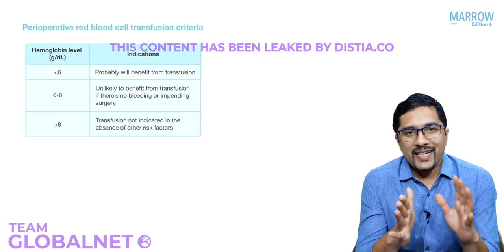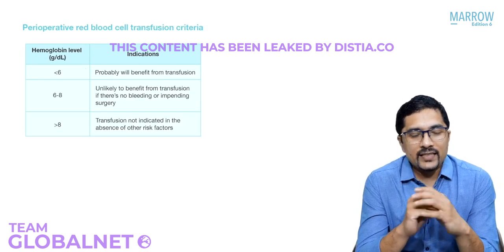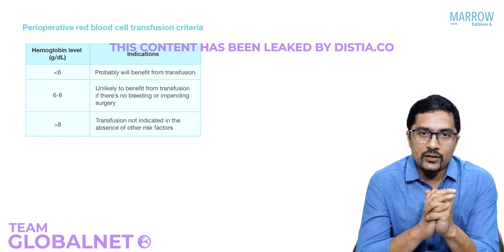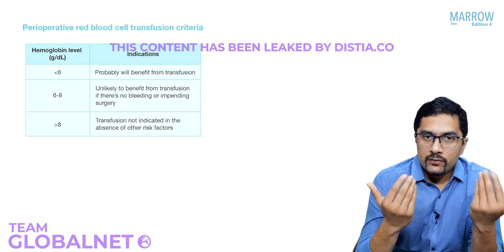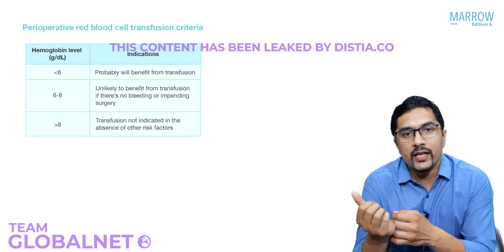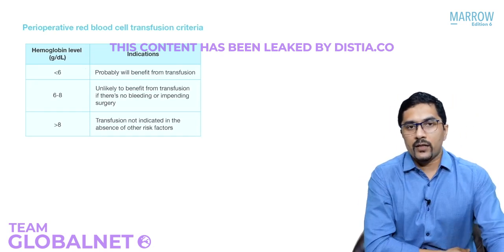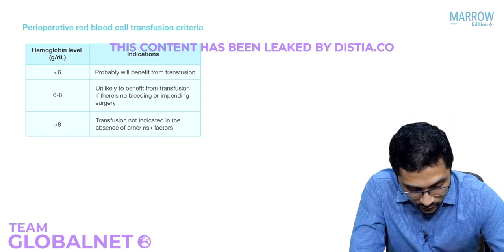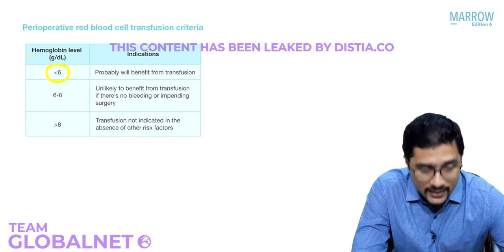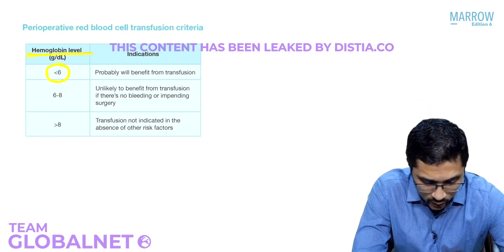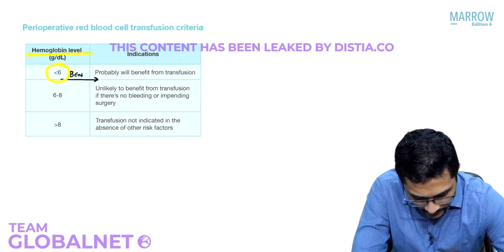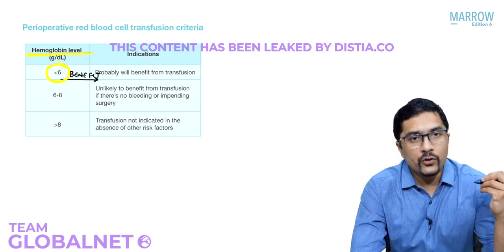Another important update in the 27th edition of Bailey is that the perioperative blood transfusion guidelines have been changed. Perioperative transfusion means after surgery, if a patient is to be given blood or not given blood, those are now determined by these guidelines, and you need to remember this, it is very important, that if the hemoglobin is less than 6, then there is going to be benefit from transfusion.